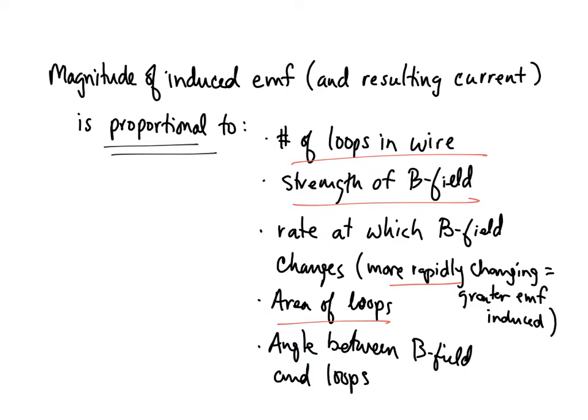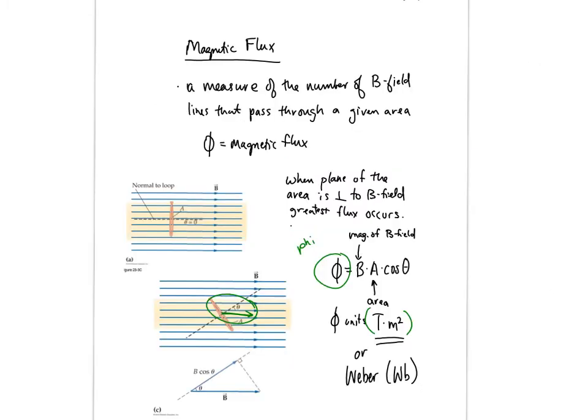The angle between the B field and the loops mattered as well. If you had a circular loop or a rectangular loop that was exactly perpendicular to the plane of the B field, and all the B field lines, if you think of it that way, went through the area of the loop, it was a very strong induced EMF. If you rotated the loop so that the plane of the loop was parallel to the B field lines, you didn't get any induced EMF. So the angle was important too. So he put all this into an equation.